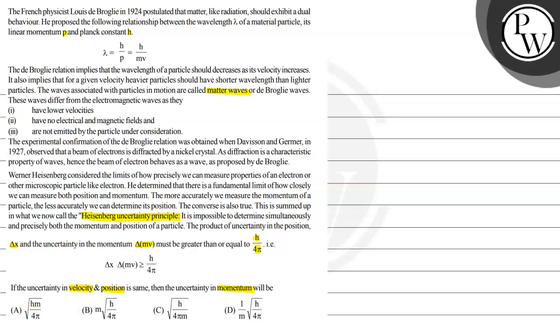So, here the key concept is Heisenberg's uncertainty principle. All right. So here Heisenberg's uncertainty principle is given, that delta x multiplied by delta p, or delta mv, should be greater than or equal to h divided by 4 pi.